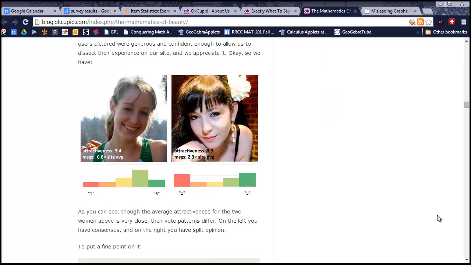In this article, one thing they talk about is that according to their data, these two women have equal mean attractiveness, but on the left, you see from the little histogram that most people rated this girl as pretty attractive, not a 5 out of 5, but not on the low side. In the second case, a lot of people rated her as very unattractive, but then another group rated her as very attractive, so this is a split result. People who have this split result have a lot more messages than people who just have a higher average. So that's one thing that this article talks about.